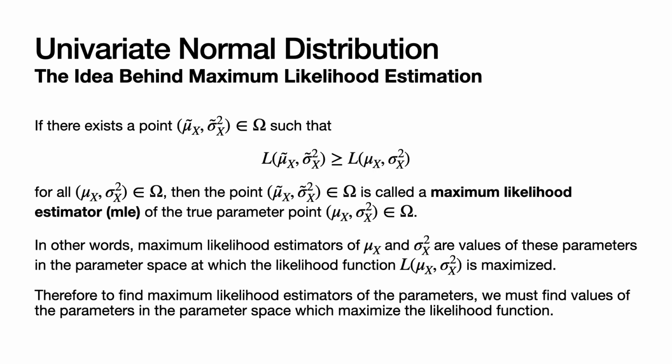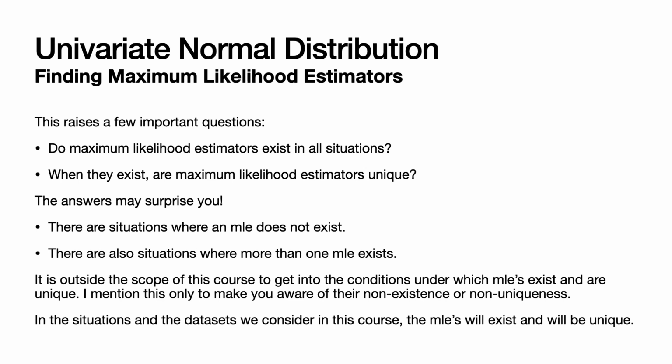Therefore, to find maximum likelihood estimators of the parameters, we must find values of the parameters in the parameter space which maximize the likelihood function. Now this raises a few important questions. Do maximum likelihood estimators exist in all situations? When they do exist, are maximum likelihood estimators unique? The answers may surprise you.